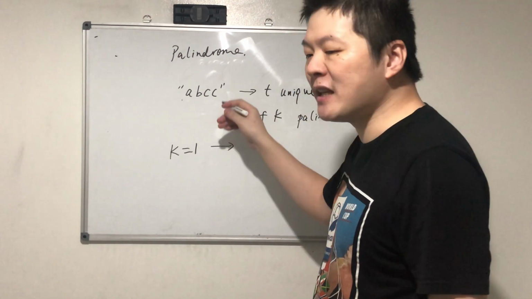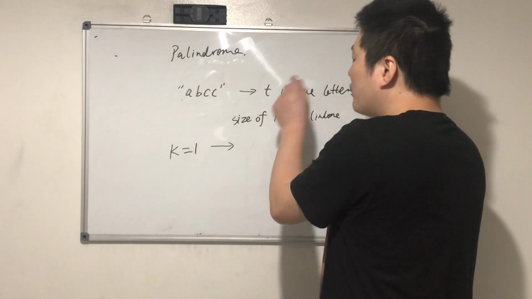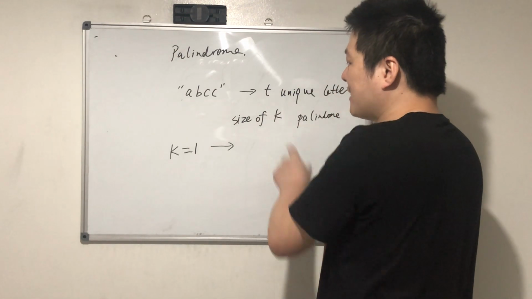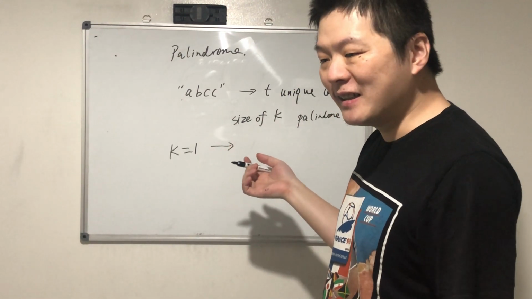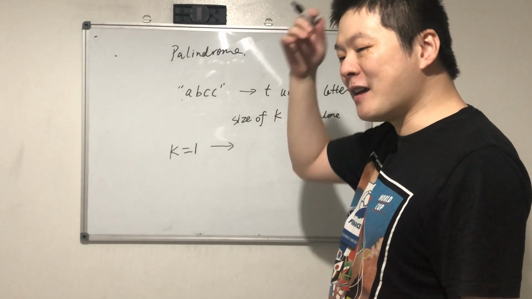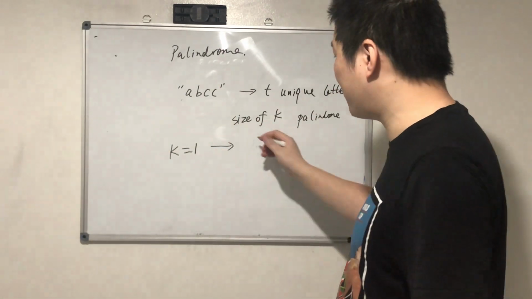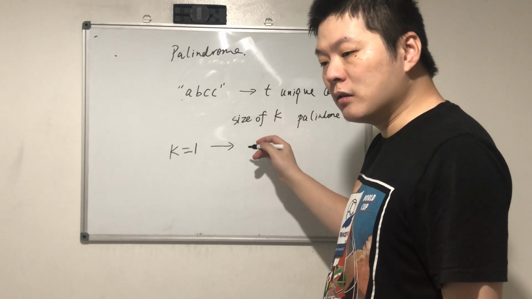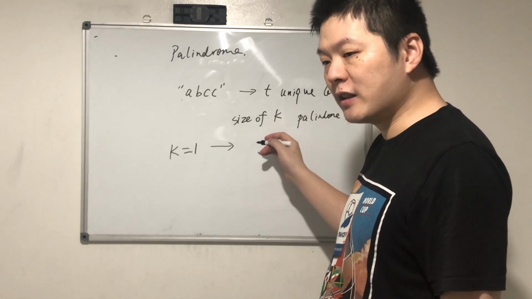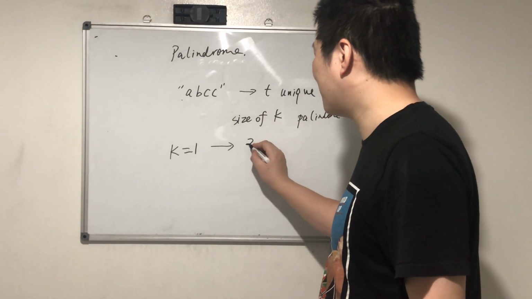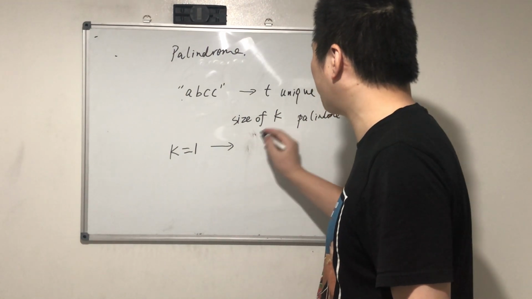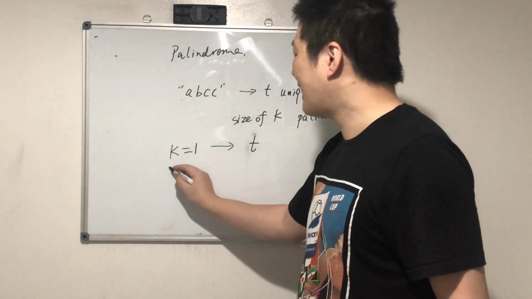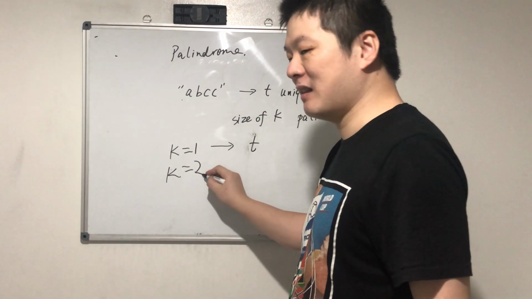How many palindromes of single size? 3 is a good answer. Why is it 3? Because there are 3 unique letters. So that actually is T. Let's put T. Right? K equals 2, how many?